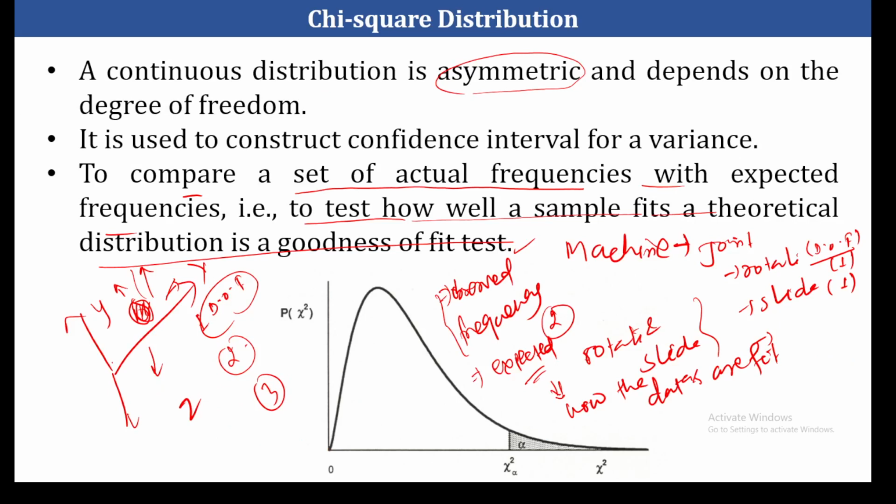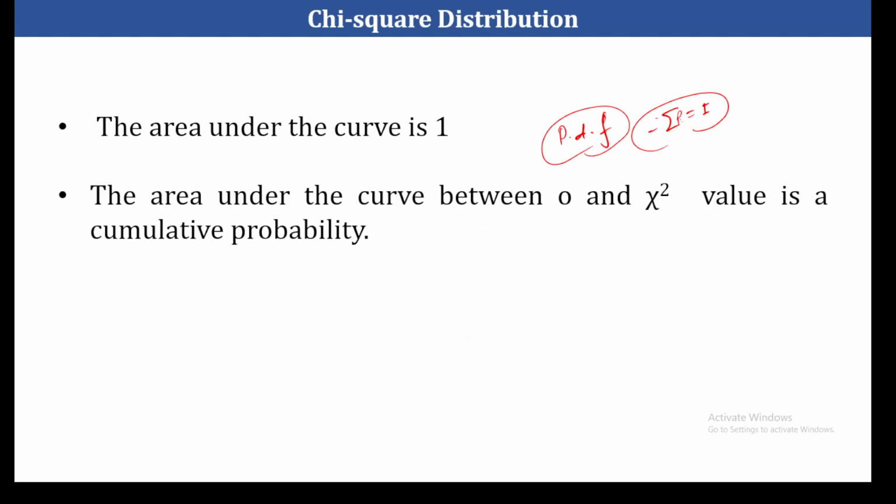Then the chi-square distribution, actually for fitting, it's a non-parametric test only. The continuous distribution is symmetric and depends upon the degrees of freedom. It is used to construct a confidence interval for the variance, and to compare a set of observed frequencies with the expected frequencies, to test how well a sample fits a theoretical distribution, the goodness of fit. So the area under the curve will always be 1, and the area under the curve between 0 and the chi-square value is the cumulative probability.